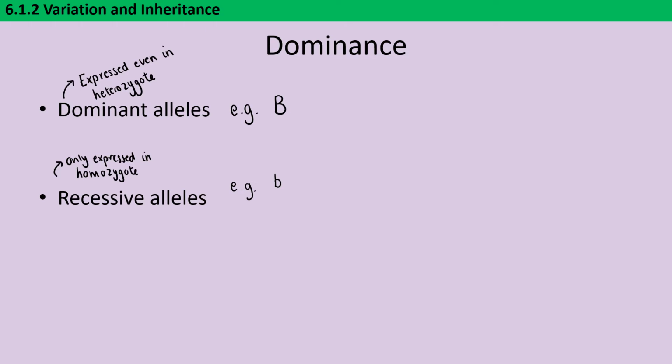Now that is true for lots and lots of genes, but there are some genes that have more than two alleles, and even amongst those genes that do only have two alleles, it's sometimes the case that neither allele is dominant over the other allele.